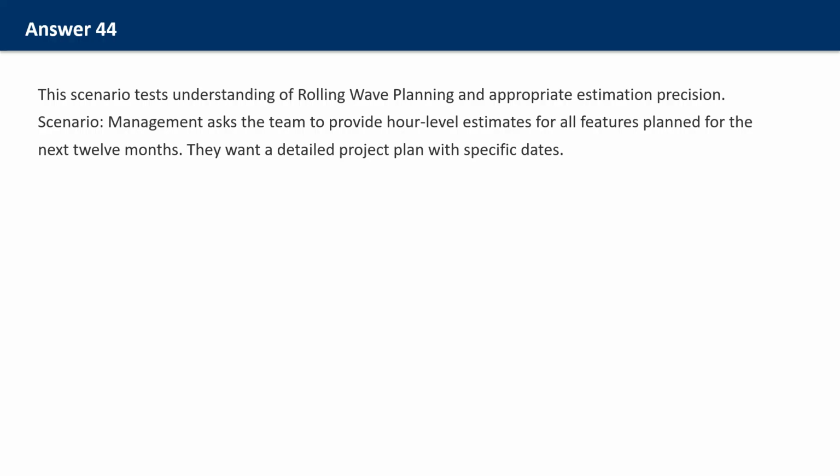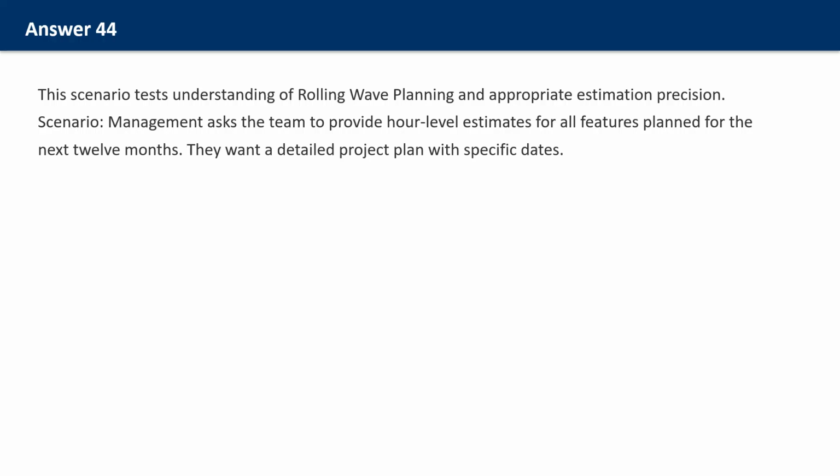First, understand management's underlying need. They probably want predictability. They need to make budget decisions, coordinate with other initiatives, and set stakeholder expectations. These are legitimate needs that deserve respect, even if the requested approach is problematic. Now understand why hour-level estimates for 12 months out is problematic.